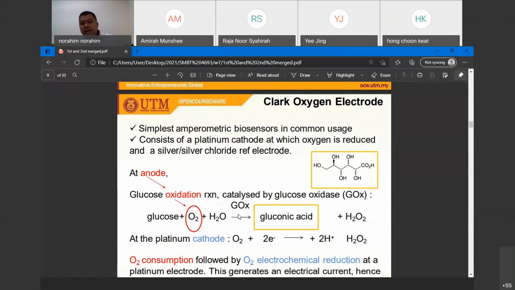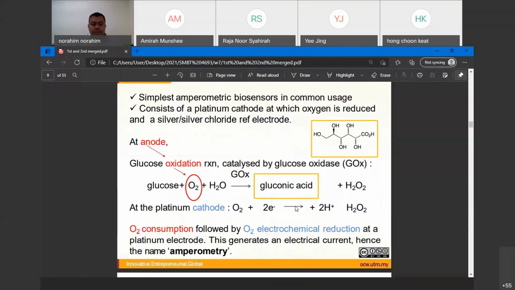And this reaction is being catalyzed by glucose oxidase. And then you produce gluconic acid, this one here, in the orange box. And there's another byproduct, which is the hydrogen peroxide, H2O2. So at the platinum cathode, there is the reduction, right? So oxygen receives 2 electrons, remember?